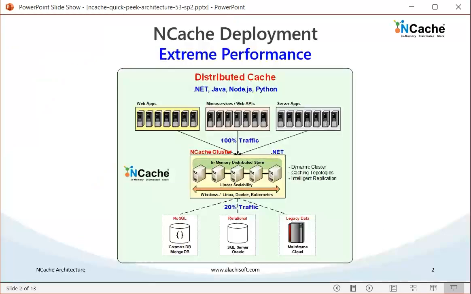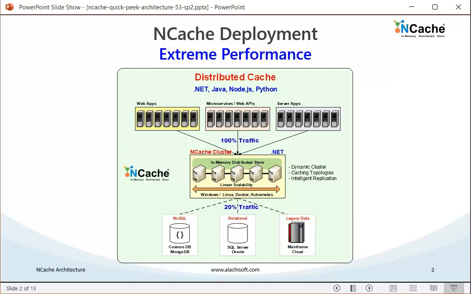Here's how NCache is typically deployed in the enterprise to achieve extreme performance. Please note the separate caching tier with 2 or more cache servers. NCache allows you to add more servers at runtime without stopping the cache or your application.